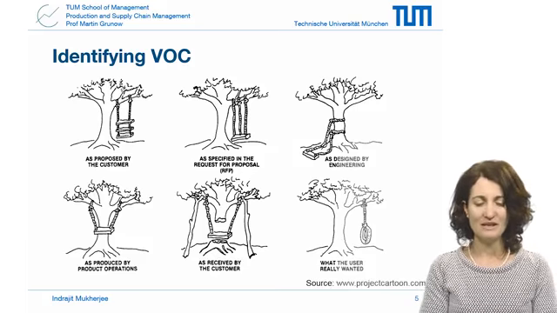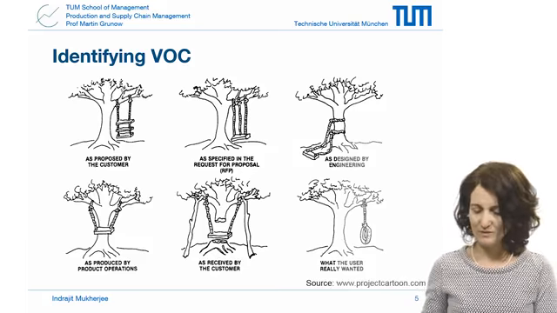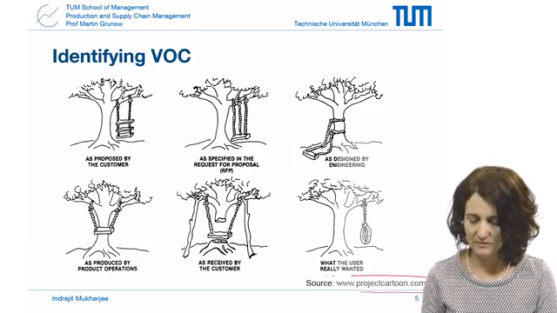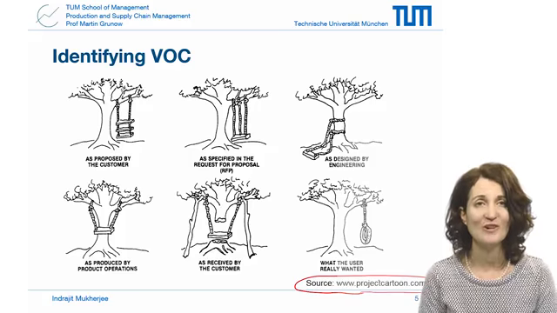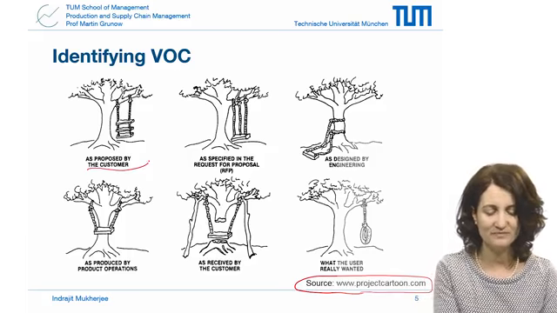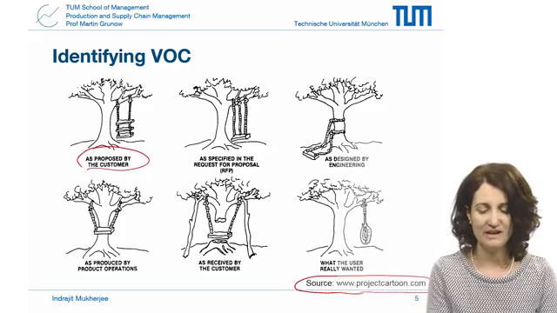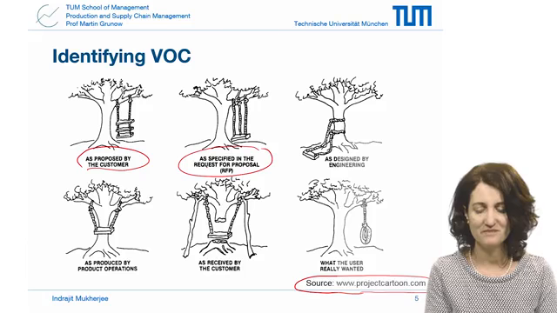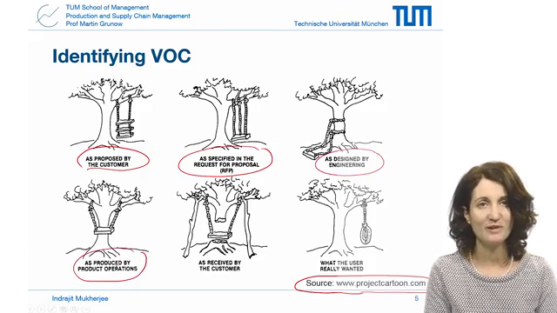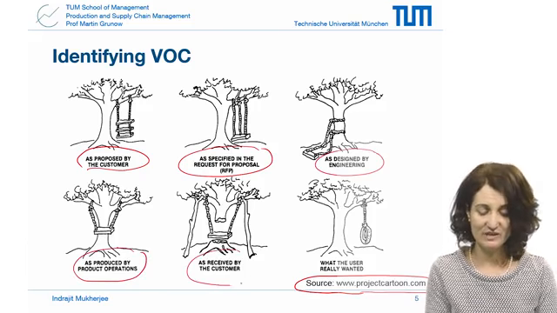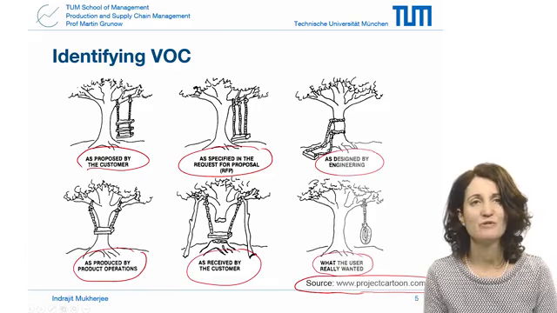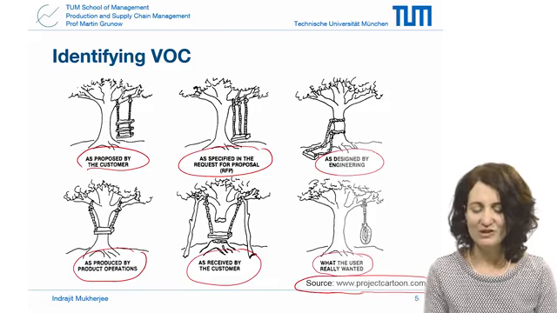Here we have a little well-known cartoon from projectcartoon.com. You can also use this as a source and create your own. Here we have a swing as our product as proposed by the customer, as specified in the request for proposal, as designed by the engineering, as produced by product operations, and then as received by the customer. And finally, what did the customer really want?